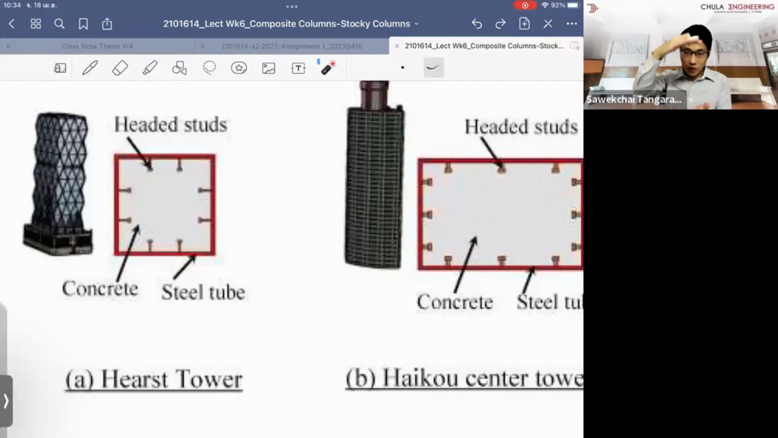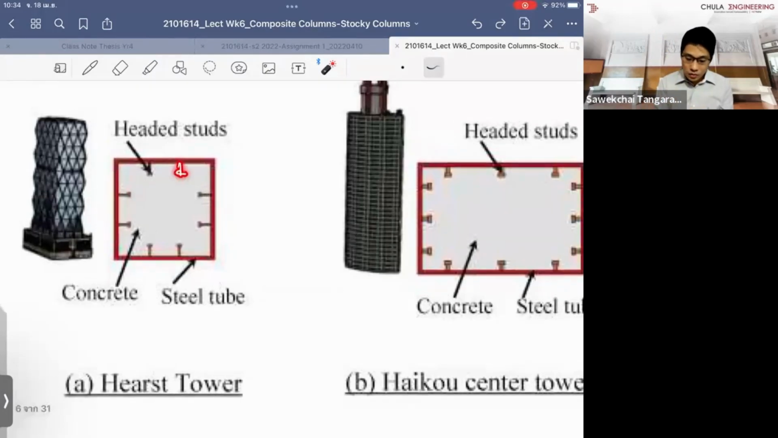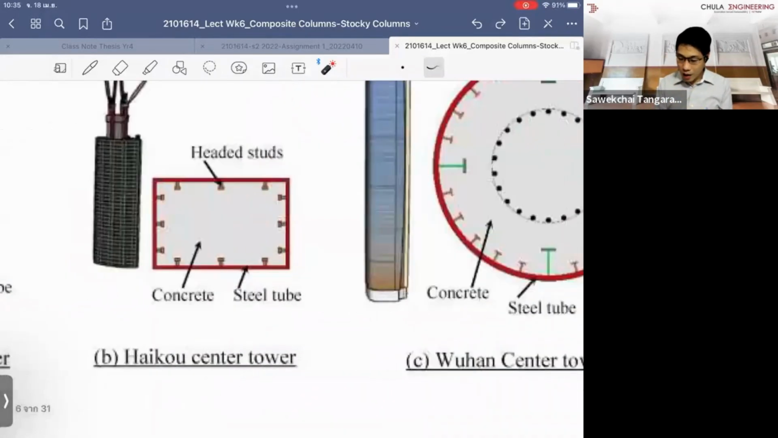Remember, when you have the axial force applied to the two materials, the Young's modulus is different, and the Poisson's ratio is different as well. So when the Young's modulus is different, the axial deformation will be different. When you have different axial deformation, you have shear transfer between the two materials. So to prevent the slip, you need to provide what is called the stud, right? To provide the friction between the concrete matrix and also the tube. And this is the minimum requirement for the high-rise building.